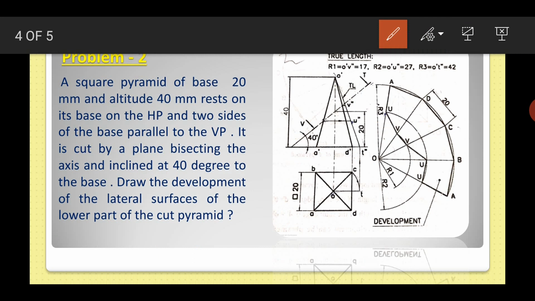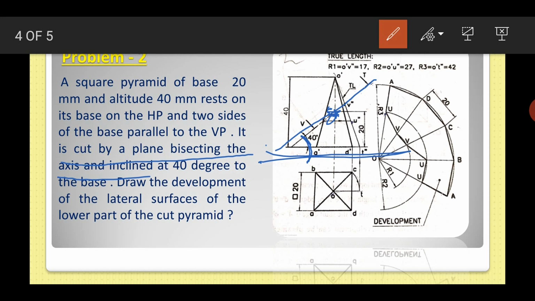Now, it is cut by a plane actually. It is cut by a plane bisecting the axis and inclined 40 degree to the base. So what is meant by bisecting the axis? Bisecting means it is divided by two. So there is a plane which cuts it into two, divided by two, but it also makes an angle of 40 degree with the HP.